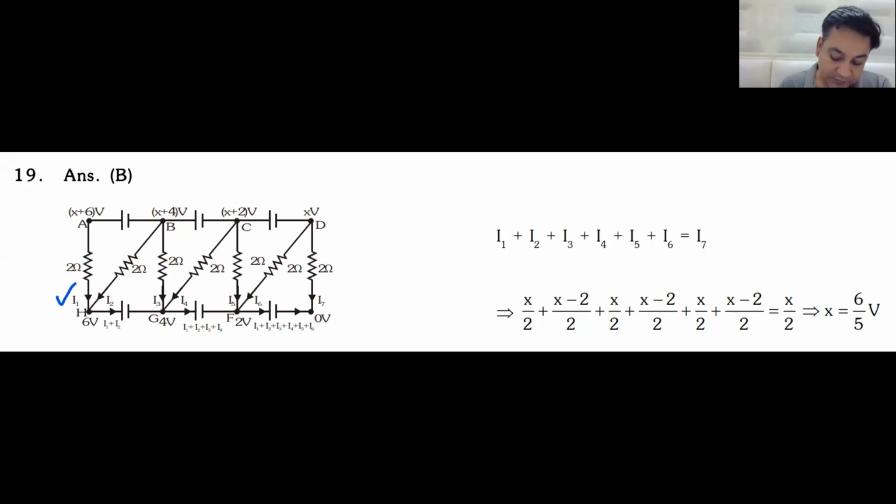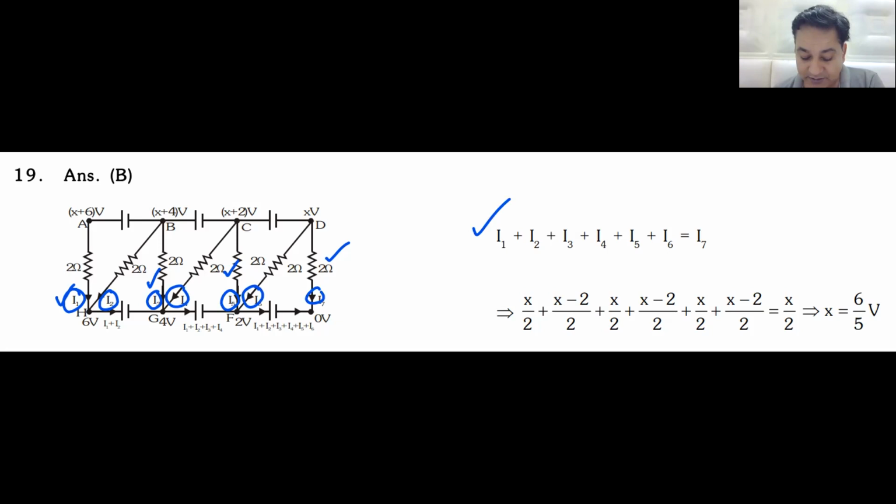The current in this branch, this branch, and this branch would be same because the potential difference is same. They have done it in a different way. This is I1, this is I2, this is I3, this is I4, this is I5, this is I6, and this is I7. I1 plus I2 plus I3 plus I4 plus I5 plus I6 is equal to I7. You just put the values of each and everything and you get the answer for the first part. Yes or no?